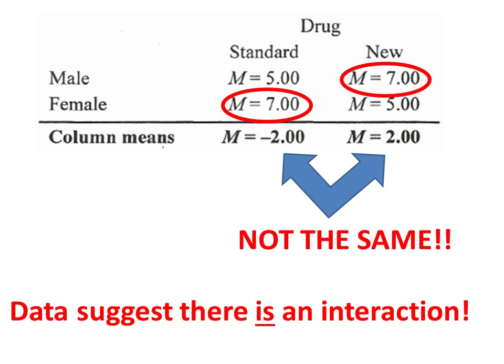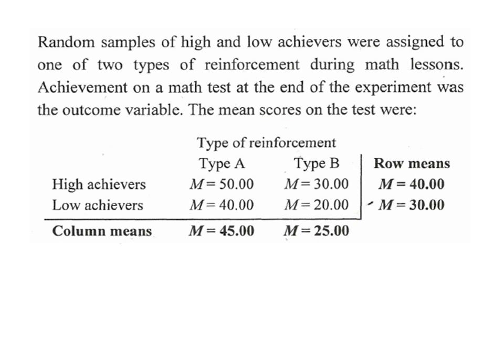Now, let's look at this next example. We have random samples of high and low achievers who are assigned to one of two types of reinforcement during the math lessons, and achievement on a math test at the end of the experiment was the outcome variable. Now we have the mean scores on the test. In example 3, there seems to be a main effect for type of reinforcement, either type A or type B.